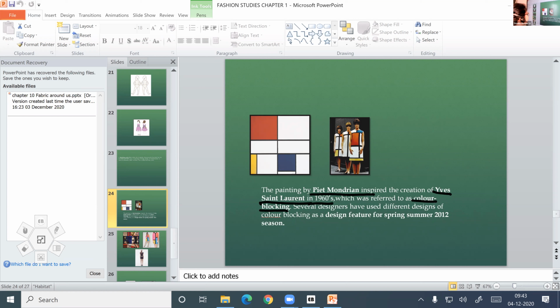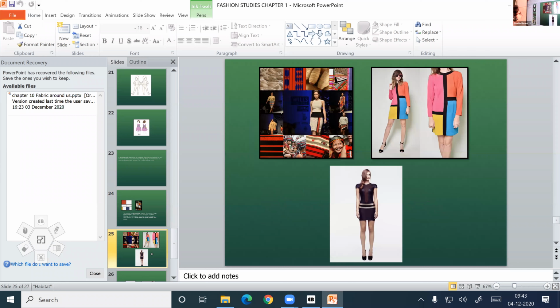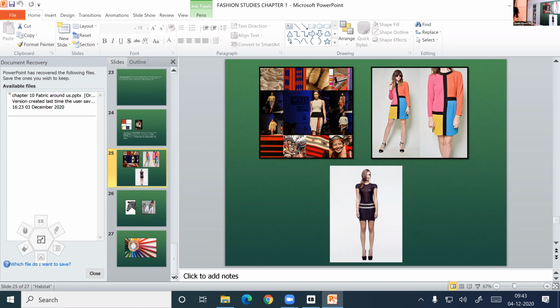So after 1960, it is coming after many years, like it is coming in 2012. Designers are designing the same thing. I'll show the pictures, 2012 pictures. See, in 2012, many designers designed different types of color blocking designs. That is a recurring cycle.